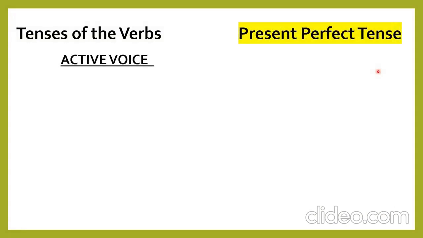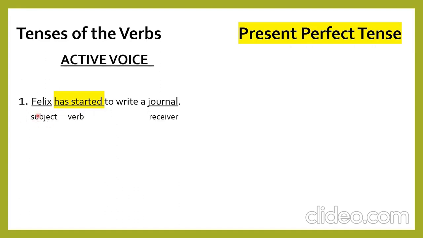Okay, let's now talk about the present perfect tense. I have here an example sentence for active voice. In present perfect tense, number 1, Felix has started to write a journal. The subject in the sentence is Felix, the verb is has started, and journal is the receiver of the action, because definitely journal cannot do the action of starting, okay? You might be asking why to write is not part of the verb. It's because to write is another part of a sentence. It's called an infinitive phrase, not a verb.